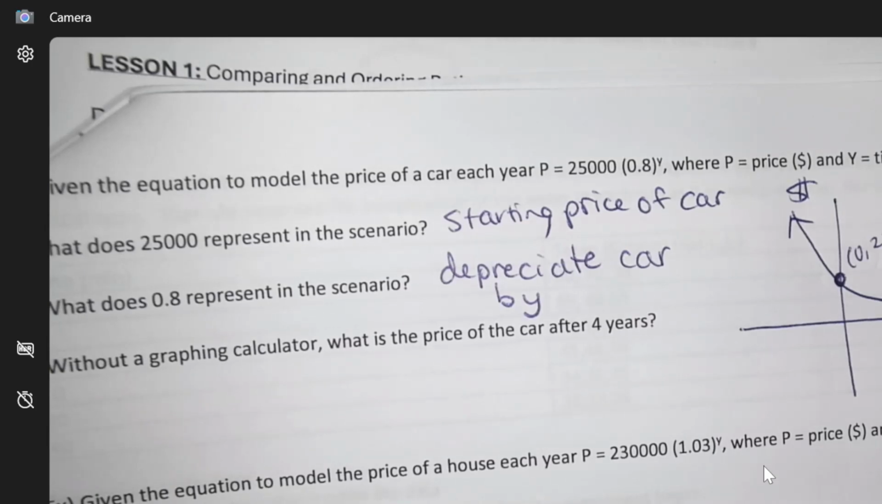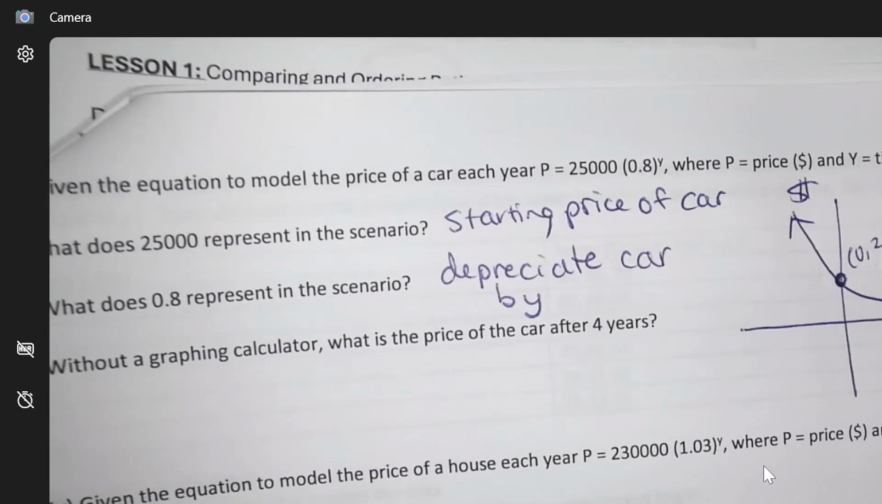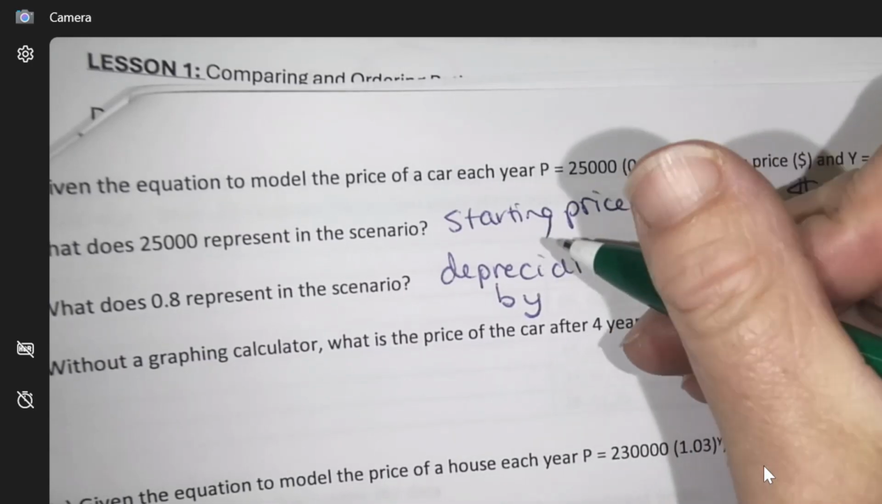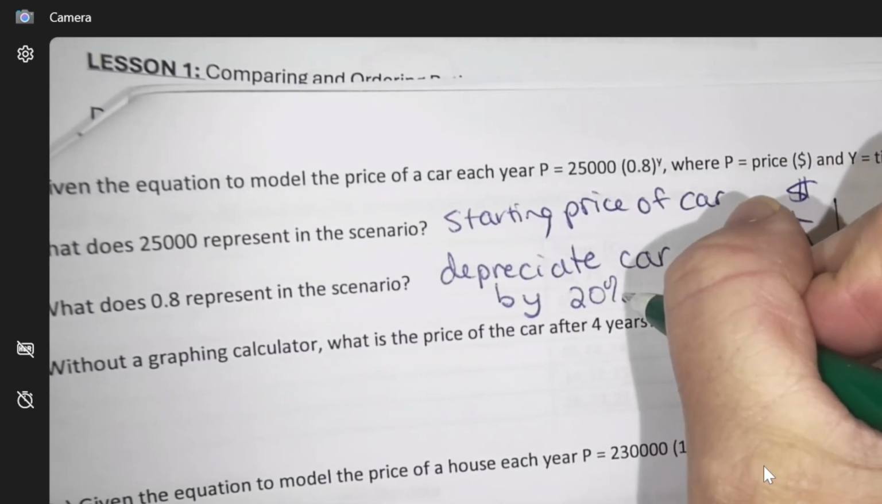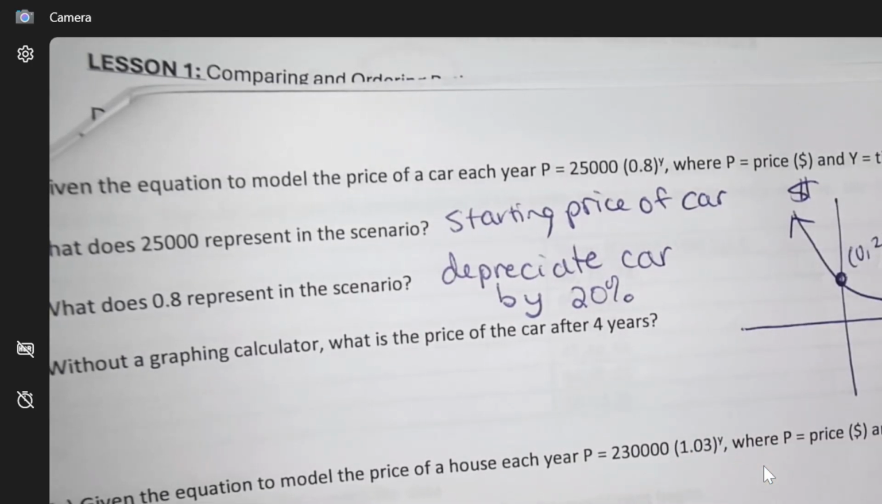Okay. Now, I don't depreciate my car by 80% of its value. Does anybody want to try to answer what my depreciation rate is? If I times something by 0.8, it's because I depreciated by 20%. Oh my gosh, I was close. Because what is a full value of something? What percent is full value? 100%. So if you go down 20, you are now going to be at 80% of your value, which is 0.8.